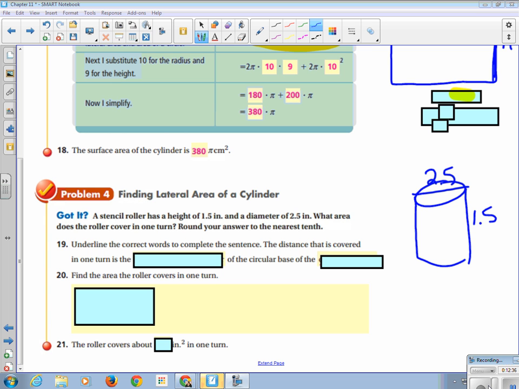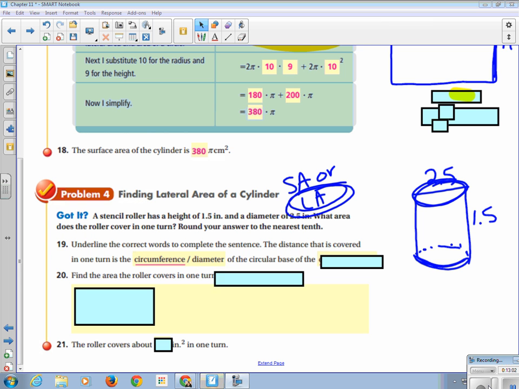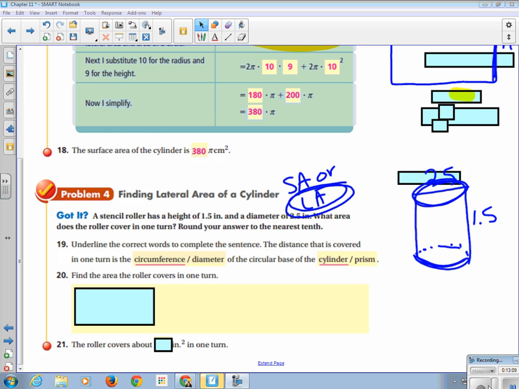So am I talking surface area or lateral area? Does the side of my roller at all touch the stencil paper? No, think about rolling something. The sides don't touch at all, so we are talking lateral area. The distance that's covered in one turn is the circumference of the circular base of the cylinder.